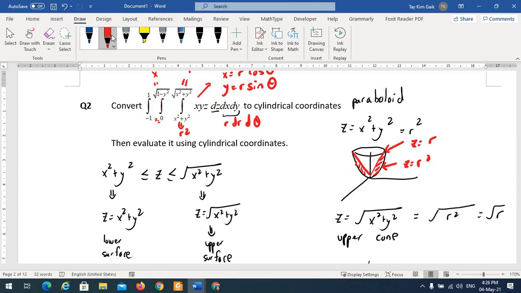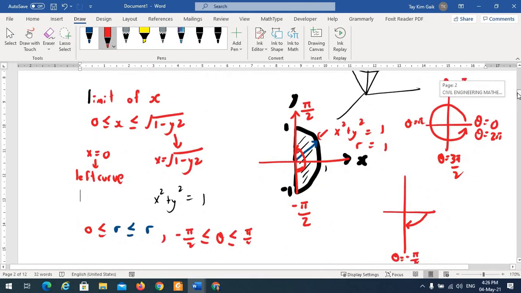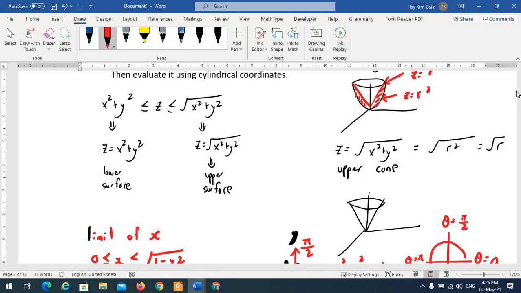When you solve these two together, we get the dx dy projection, which is the unit circle x squared plus y squared equal to 1. So this one, the intersection at z equal to 1. When you project it onto the xy plane, it is a unit circle. But the limit of z tells you the solid is bounded by the cone as the top surface and the paraboloid as the bottom.